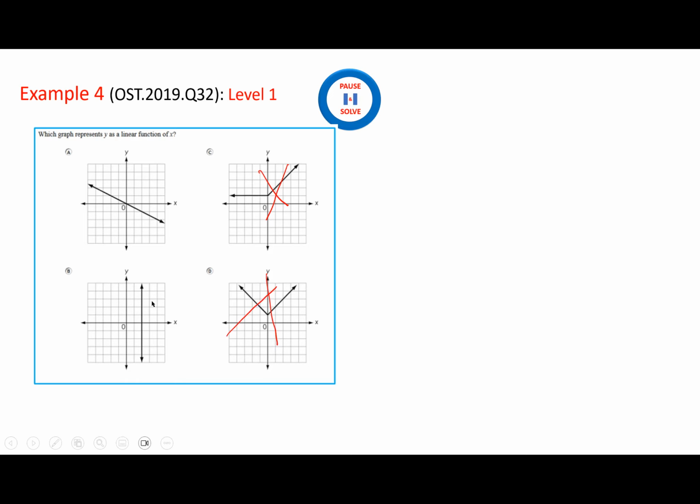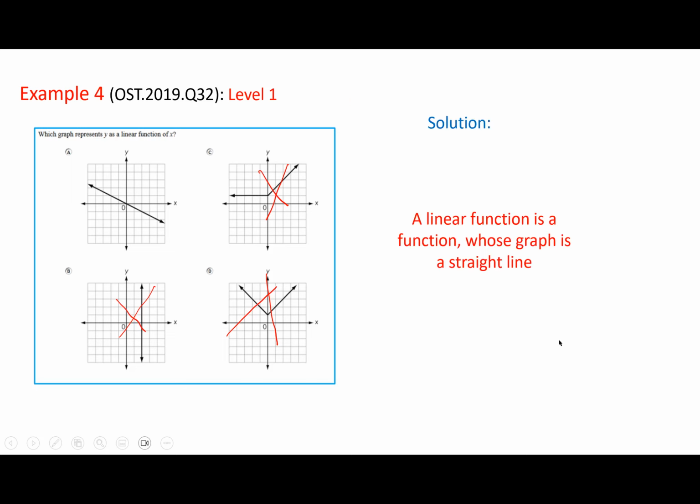Now, here's the confusion that students might make. This is a line, straight line, but this is not a function. This is not a function, so you should not consider this. And the only option left is A. So again, a linear function is a function whose graph is a straight line. Note that B is not a function, and the answer is A.